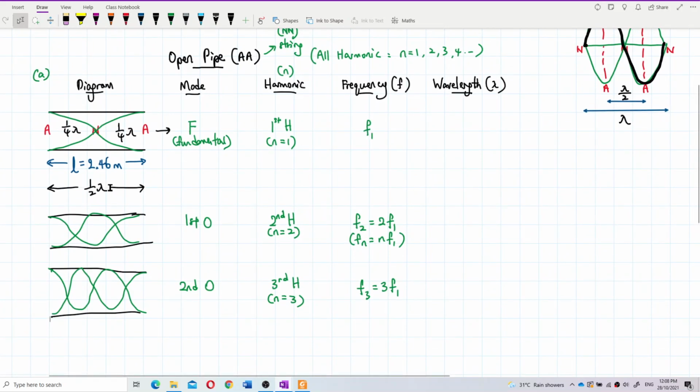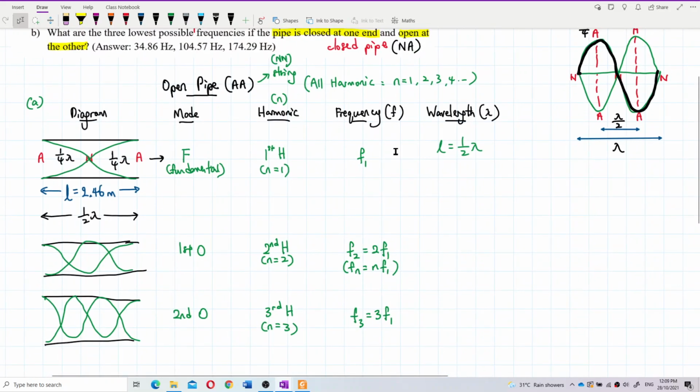So this is the wavelength only for the fundamental mode. I can find my wavelength already, isn't it? Let's find out the wavelength. For the fundamental mode, the length L is equal to half wavelength, because between antinode and antinode is half wavelength.